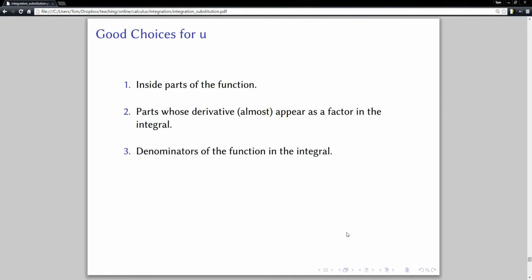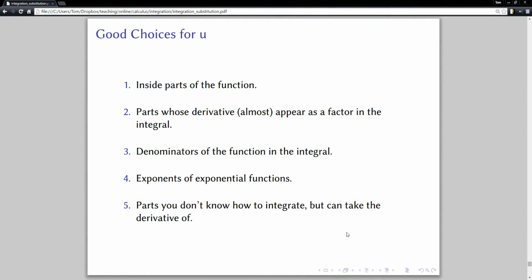If you don't see anything like parts 1 or 2, then the denominators of the function in the integral might be a good choice. So the bottom part of a fraction in there. Exponents of exponential functions. So if you have e to some other function of x in there, that exponent part might be a good part to choose to be u. And then parts of the integral that you don't know how to integrate, but you can take the derivative of. So examples of that would be something like natural log x. We haven't talked about how to integrate or the antiderivative of natural log of x, but we do know that the derivative of natural log x is 1 over x.